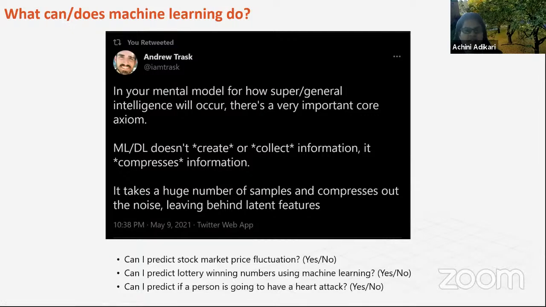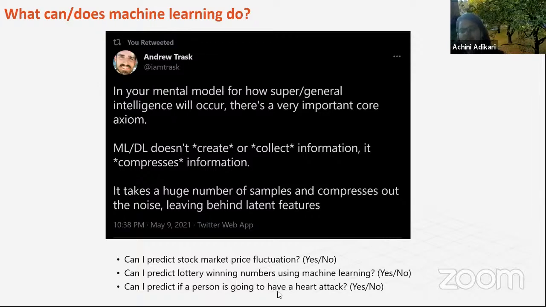Because there are things that you can do with machine learning, and there are things that are not possible as well. So stock market price fluctuation, yes, right? We can give previous stock market data and predict what is going to happen. Can I predict lottery winning numbers using machine learning? It's difficult, right? It's no, because it's random. We don't know. Yesterday we got these numbers, but we don't know if today we can get those numbers or not, right? So we can't do that using machine learning.